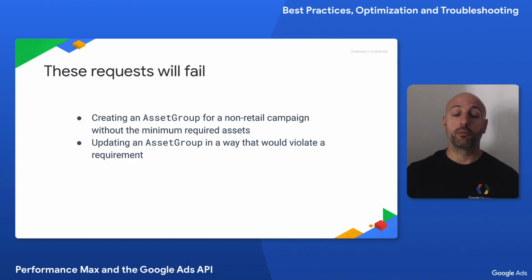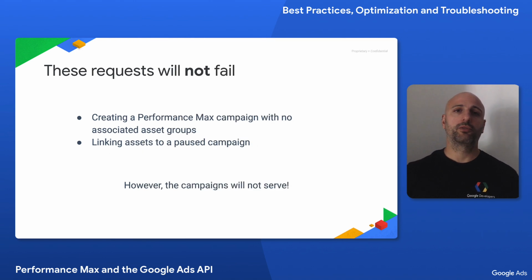Violating an asset requirement at any time, both when creating or updating an asset group, will throw an error. But there are cases when you seem to have done everything correctly and yet you didn't. For instance, you just created a Performance Max campaign but then forgot to link an asset group to it. Or you did, but the campaign is paused. These are all perfectly fine situations from an API request and response perspective. But they are not okay for your campaign because it will not serve any ads.